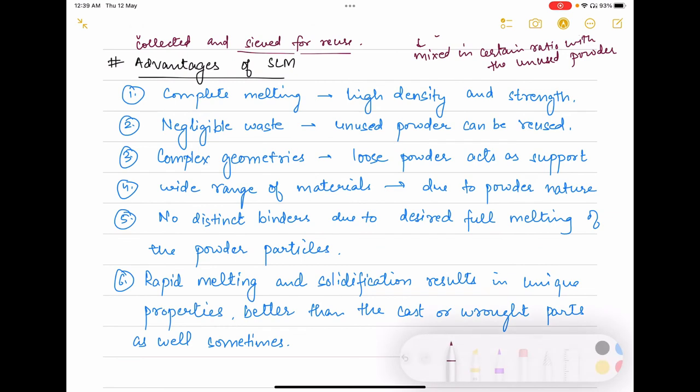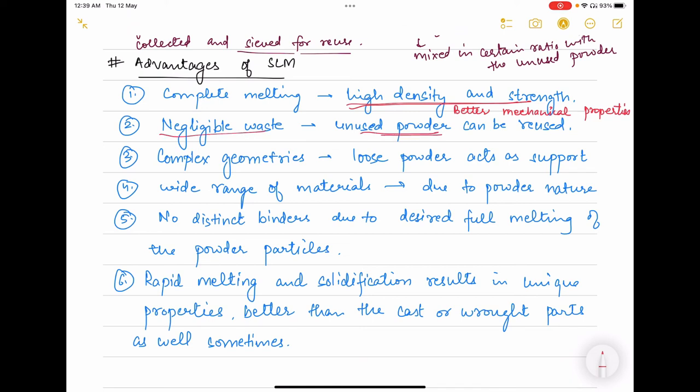So let us look at some of the advantages. Since we have complete melting, the density and the strength are high. So we have better mechanical properties in comparison to SLS. Next, there is negligible waste, as the unused powder can be reused by mixing it in a certain ratio with unused powder. Complex geometries like internal conformal cooling channels, internal channels or lattice structures can be easily made because the loose powder will act as support. So when the part is complete, it can be taken off the printer bed and the excess powder can simply be brushed off.